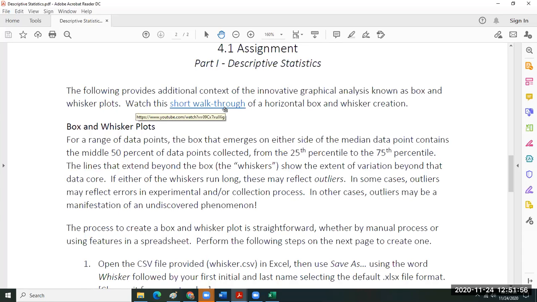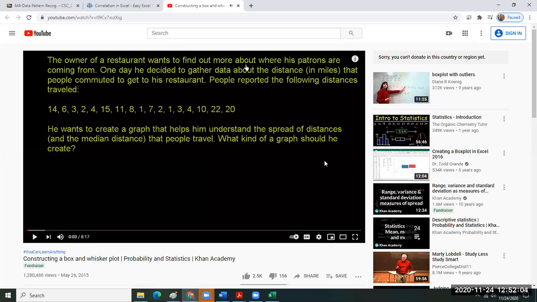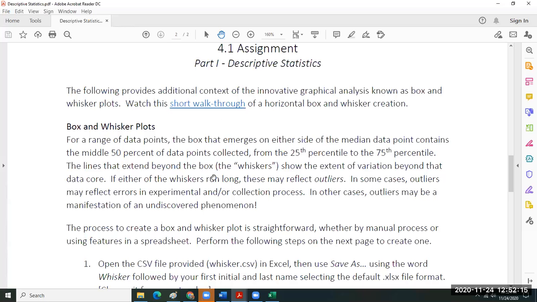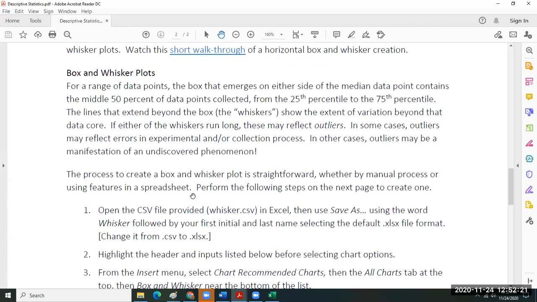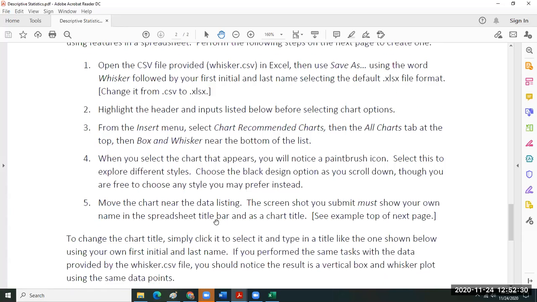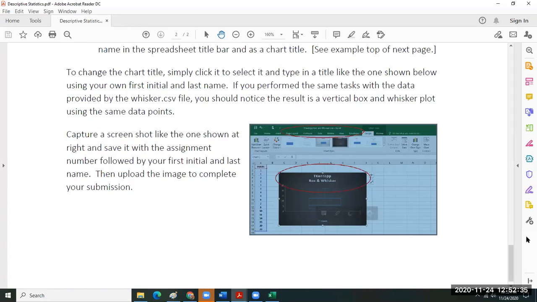So there's a YouTube video. I think it's how long is it? 8 minutes long, right? What's not to like? 8 minutes long. Watch the video, then do it. So all you're going to do is take the CSV file that I provide you and follow these steps here. So instead of having the web page to follow, you're going to generate your box and whisker. And what you should get is something that looks like this, right?